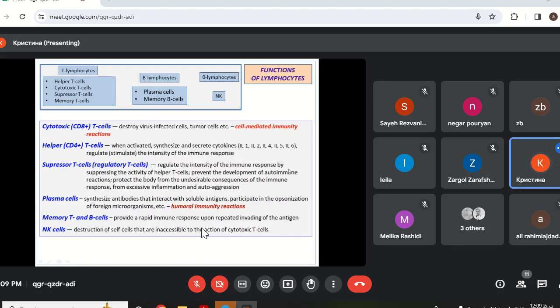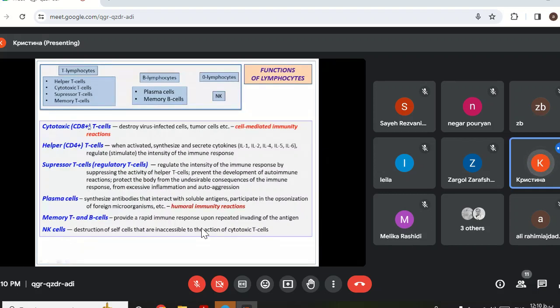And here are their specific functions. Natural killers perform destruction of self cells that cannot be killed by cytotoxic T cells. If T cells fail to kill some bad cell, for example, some cancer tumor cell, it may be killed by a natural killer cell. Memory T and B cells provide a rapid immune response if this type of antigen enters our body once again. And this is how vaccines work.